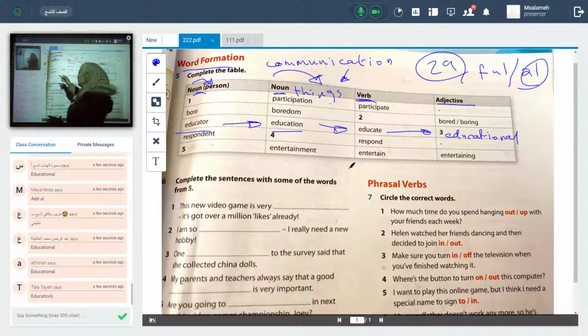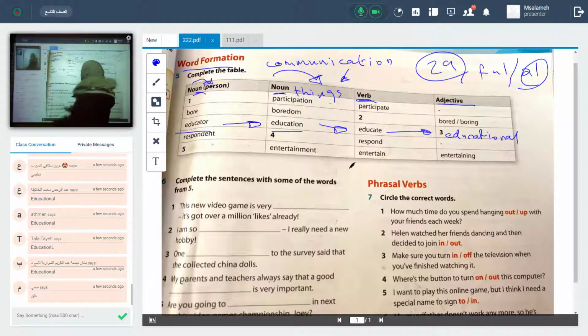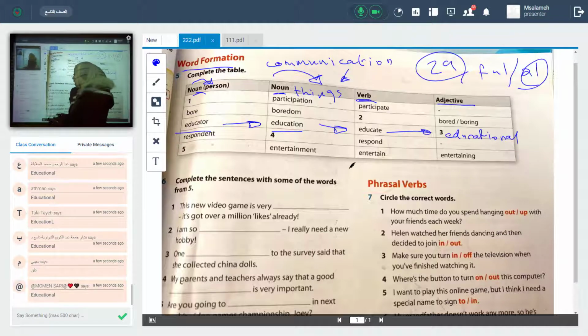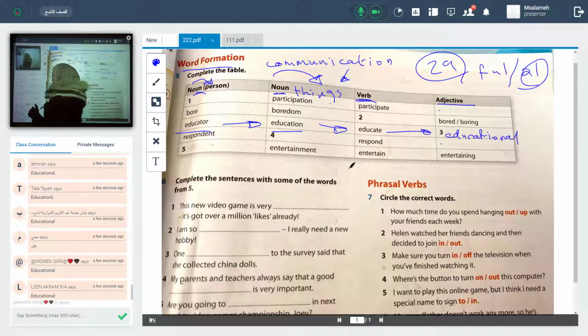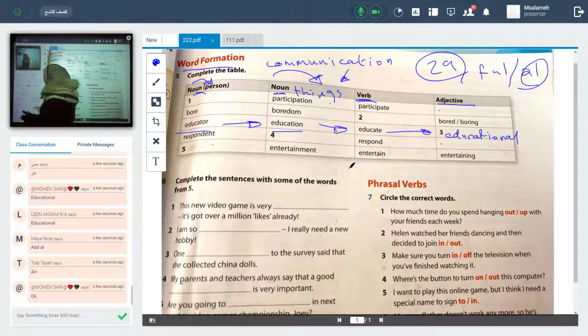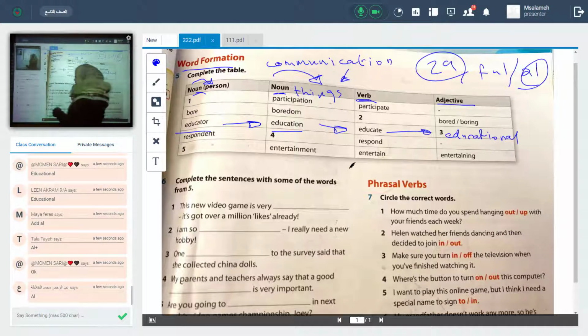Excellent. So, Miss, we have noun for person, like educator. A noun for things, we have education. The verb of education is educate. And the adjective of education is educational, we add AL. Okay. Excellent, bravo Leen, Moamen and Maya. We add AL, excellent Tala.